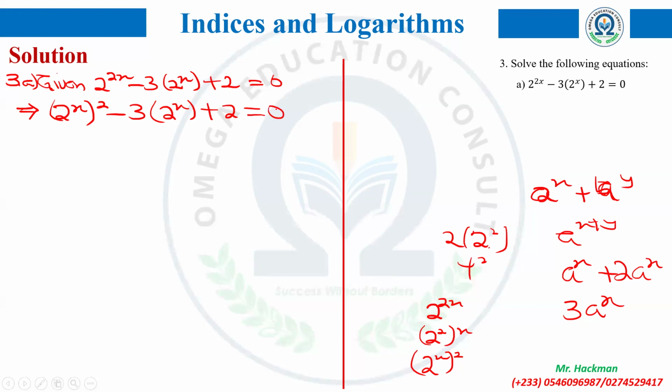Now, this is all that you are supposed to do. If you look at the resultant equation critically, you will see that you have a quadratic equation in 2 to the power x. Because you can see 2 to the power x, the highest power here is what? 2. Can you see?